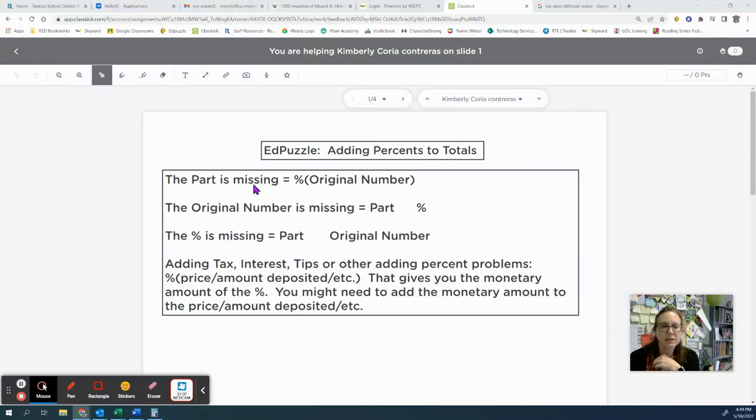Today I'm going to put the date on here. Oh, I can't. Today the date that we're going to be doing this is 5/19. So it's the 5/19 Edpuzzle, and it's called Adding Percents to Totals. I'm not going to add all that in addition to that.